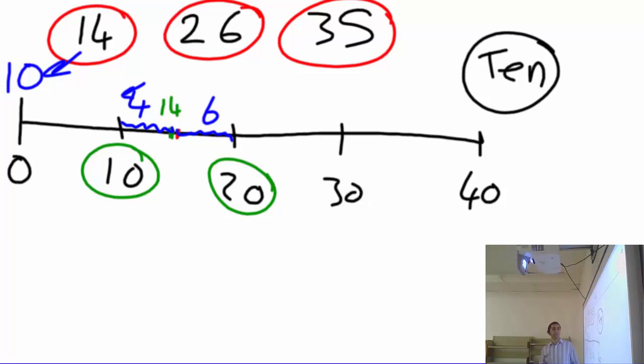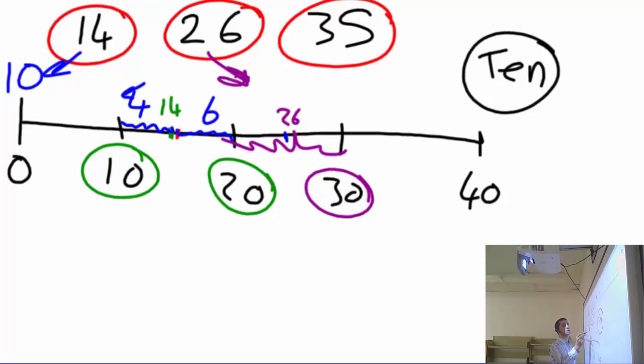How about 26? 25 is right in the middle. 26 is 1 unit on the right, so that's the 26. And as you can see, 26 is far from 20. It's closer to 30. Nearest 10 won't be 20, it will be 30. Round this up, you will get 30.